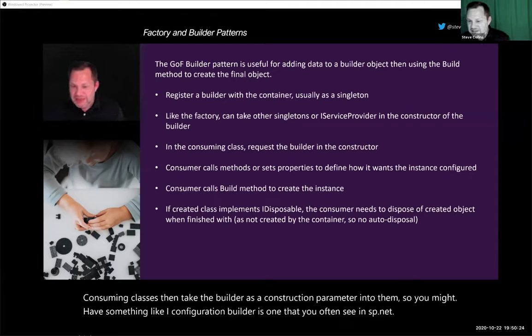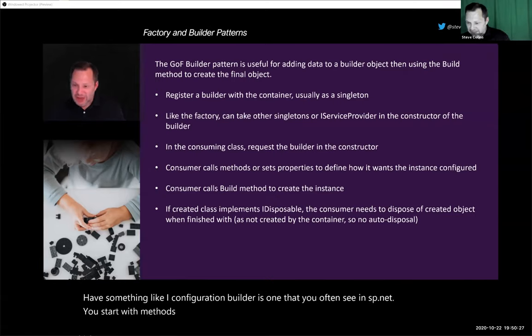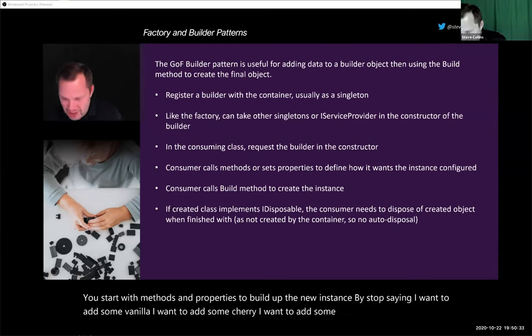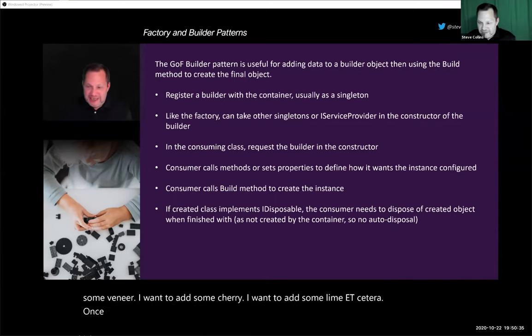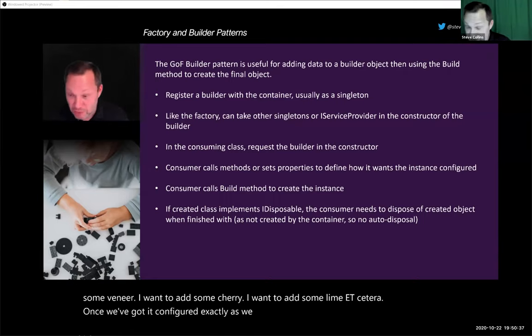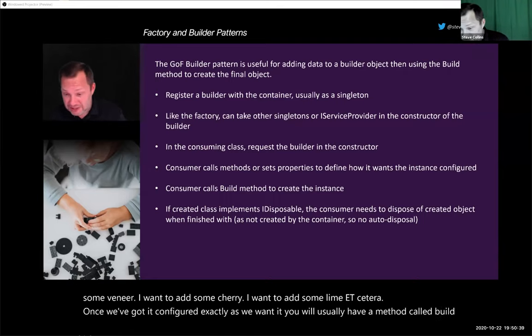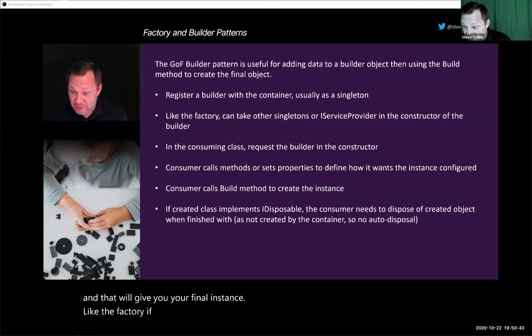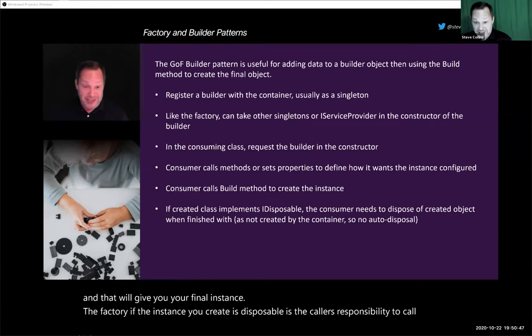You start with methods and properties to build up the new instance by saying, I want to add some vanilla, I want to add some cherry, I want to add some lime, etc. Once we've got it configured exactly as we want it, you'll usually have a method called Build, and that will give you your final instance. Like the factory, if the instance you create is disposable, it's the caller's responsibility to call that Dispose method or wrap it in a using statement.